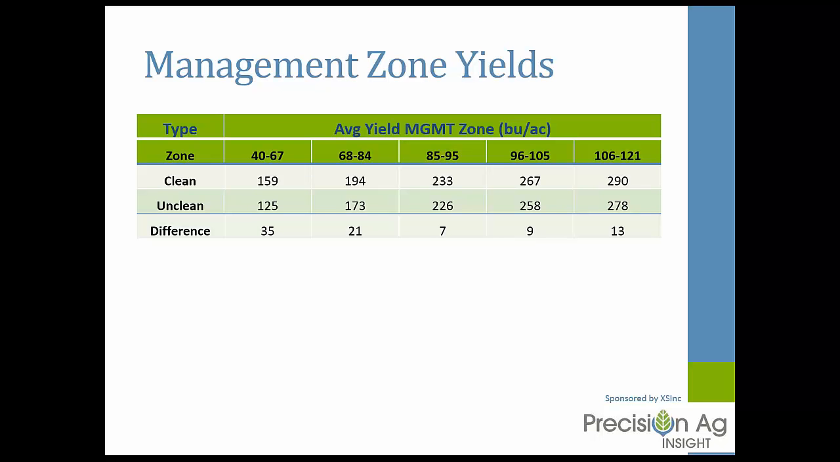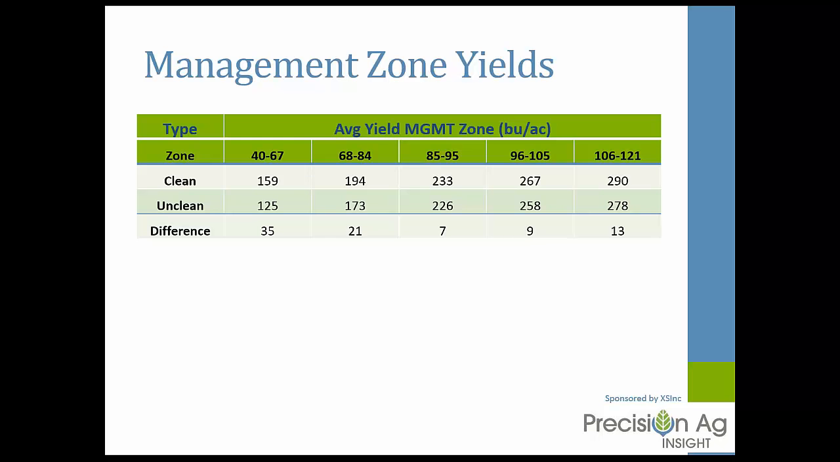Yeah, and then this next slide is looking at the yield averages in those different management zones that we showed on the map when we introduced the field. And so looking at the differences between that clean and unclean yield data, what's jumping out to you here, Chad? I think the most surprising thing is the range, or the difference, in the low-yielding zones and the high-yielding zones.